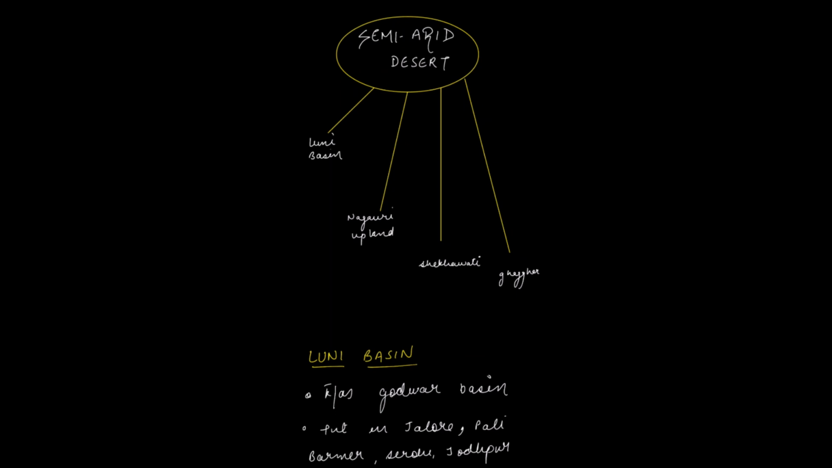Today we will see the second part of the desert, that is the semi-arid desert. So let's start. The semi-arid desert is divided into Luni Basin, then we have Nagauri upland, then we have Shekhawati inland drainage, then we have the Ghaggar Basin.